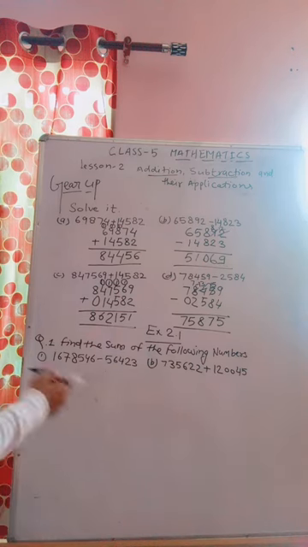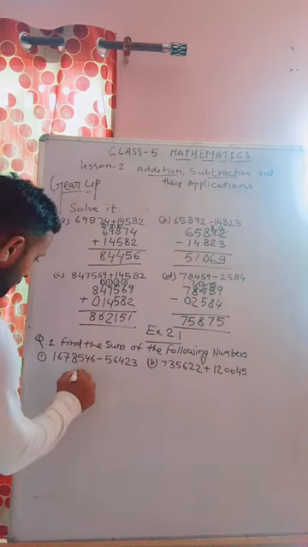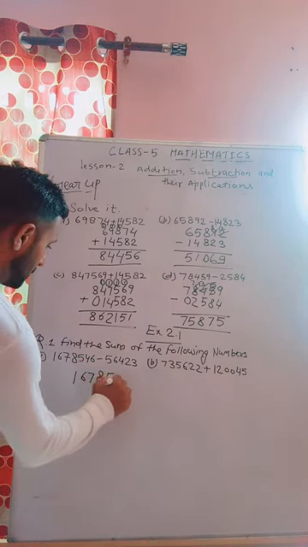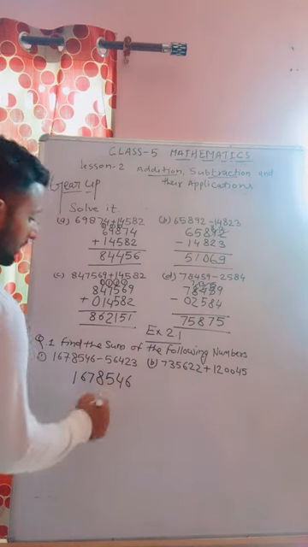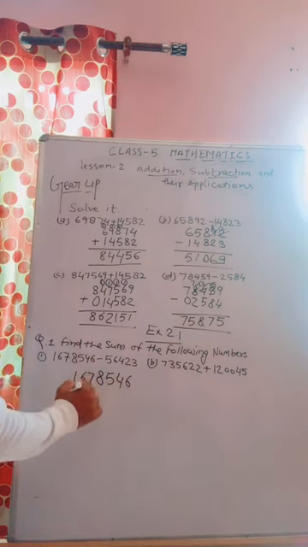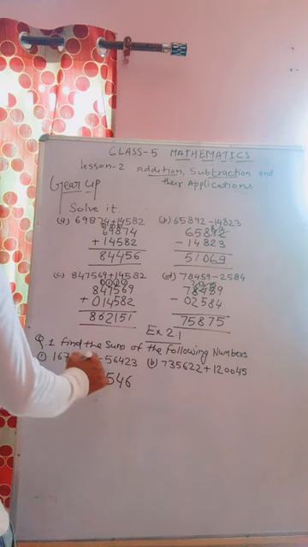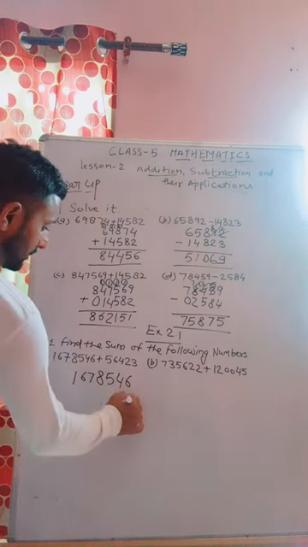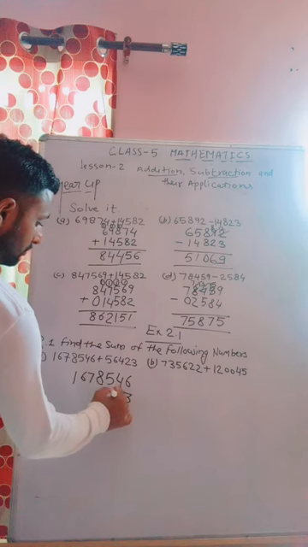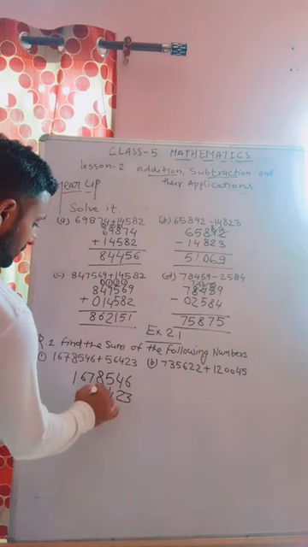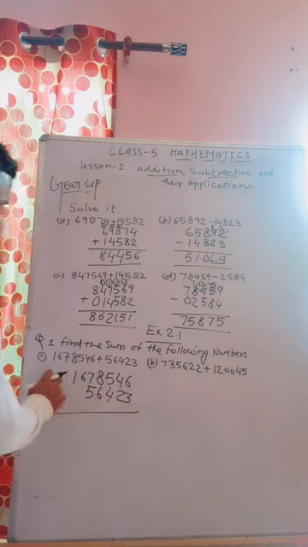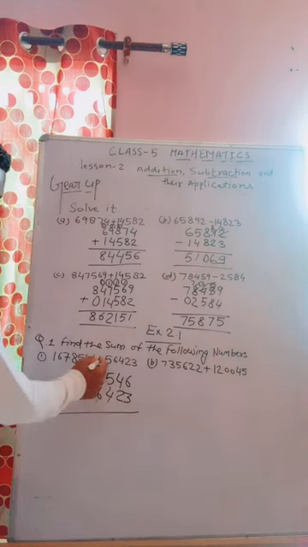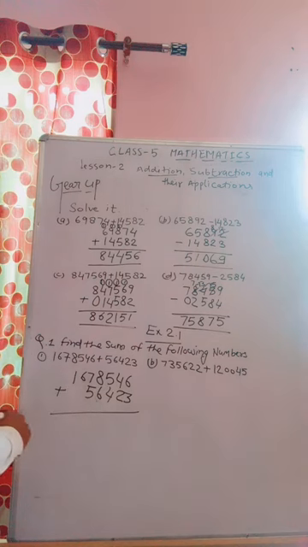First you arrange these numbers. You write the value 1 6 7 8 5 4 6 here, and on this side you write 3 2 4 6 5. Okay, you write them on the correct side, and the given symbol is addition, so you write it here.